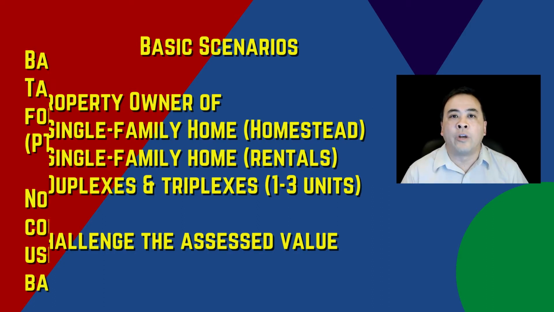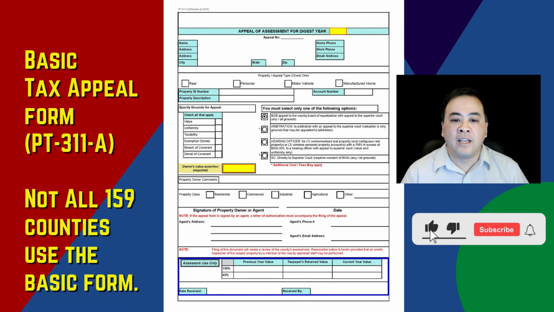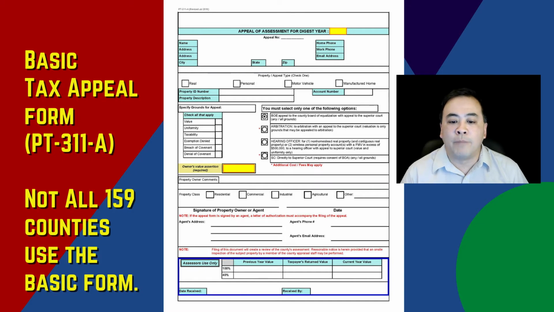First off, I want to show you what the basic Georgia tax appeal form looks like, the PT-311-A form. As you can see, there's nothing fancy about it. It's very plain. There are a number of fields. There's some check boxes. At the very bottom, there's a section for the tax assessor's office. Through my experiences and research, I can tell you that not all 159 counties in Georgia use the basic form, as shown on the screen.